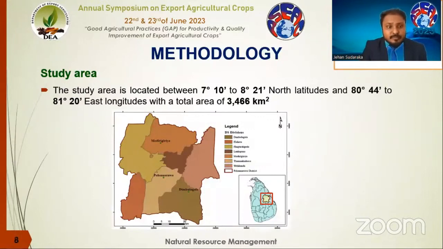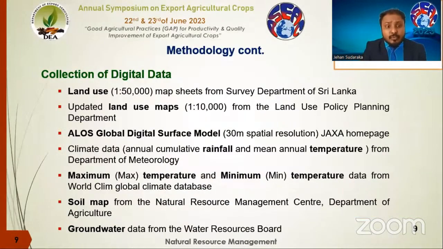Then we'll move to the methodology. The study area lies between these latitudes and longitudes with a total land extent of 3,466 square kilometers. During my study, I collected the following data from the following institutions.